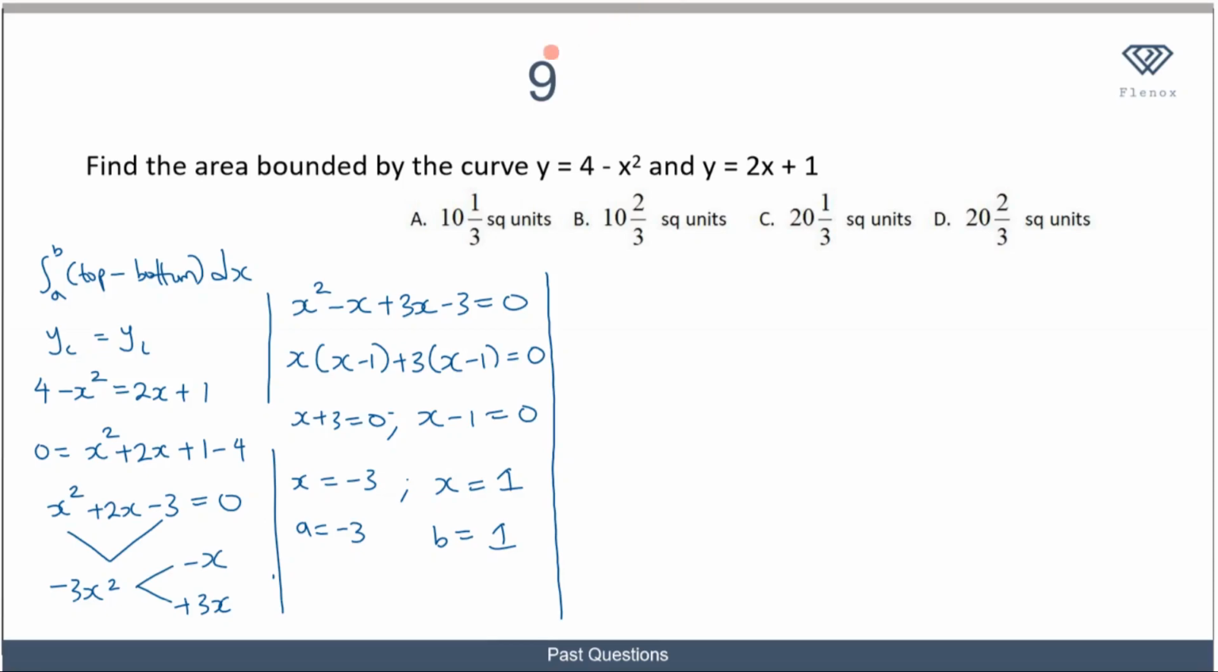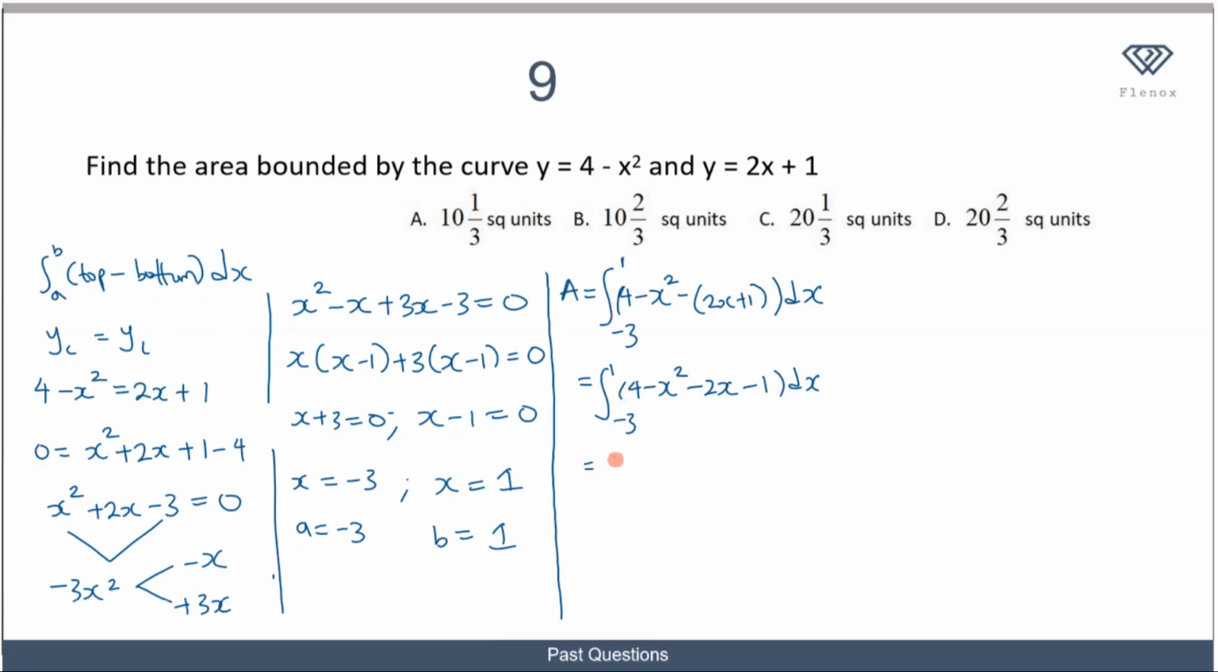So I know that the area is equal to the integral, the value of my a is minus 3 and my b value is 1. Then my top function is what? 4 minus x squared, then minus the bottom function, which is 2x plus 1, all with respect to x. So what does that give me? So I have my area to be equal to, when I expand this, I get 4 minus x squared minus 2x minus 1 dx.